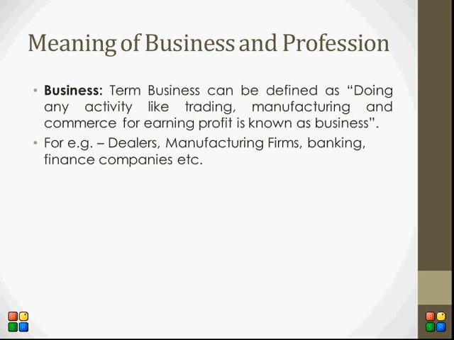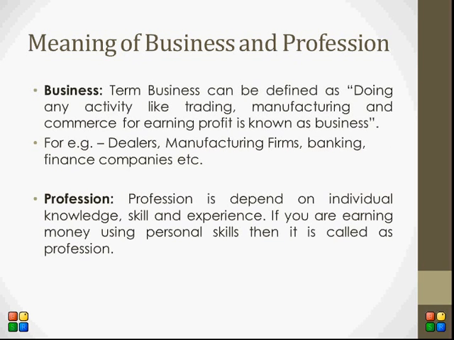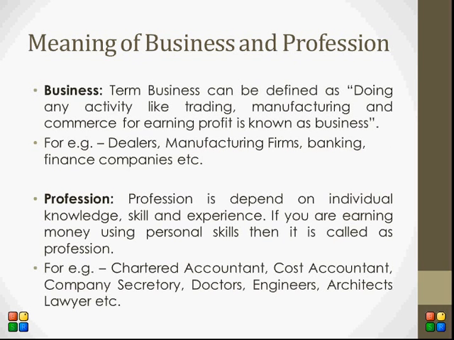Next one is profession. Profession depends on individual knowledge, skill and experience. It means personal skill, personal knowledge and personal experience. If you are earning money using personal skills, then it is called a profession. By understanding these two definitions, I hope you understand the difference between business and profession. Business is a vast activity, and profession is limited to the individual or personal skills of the person.